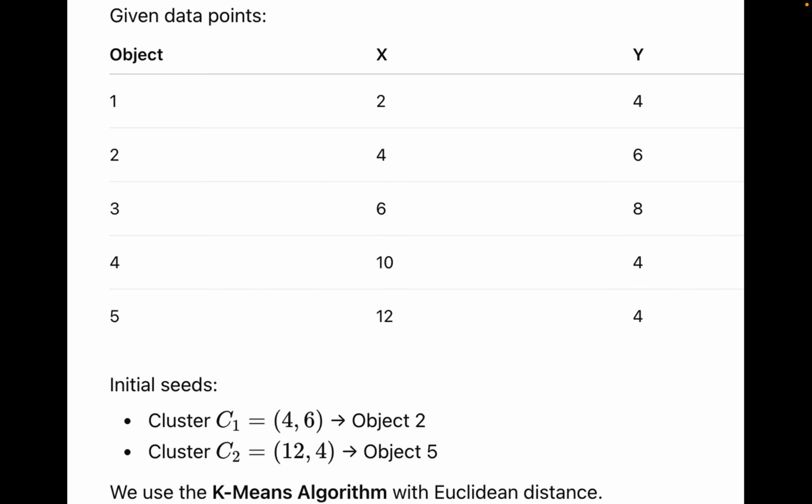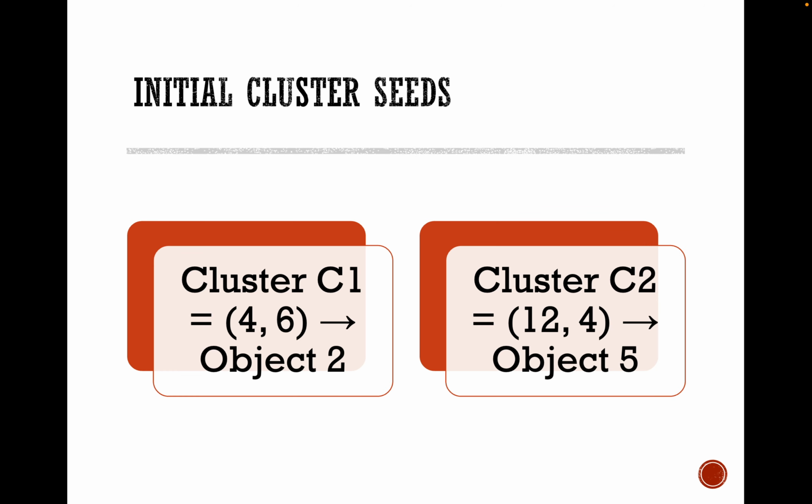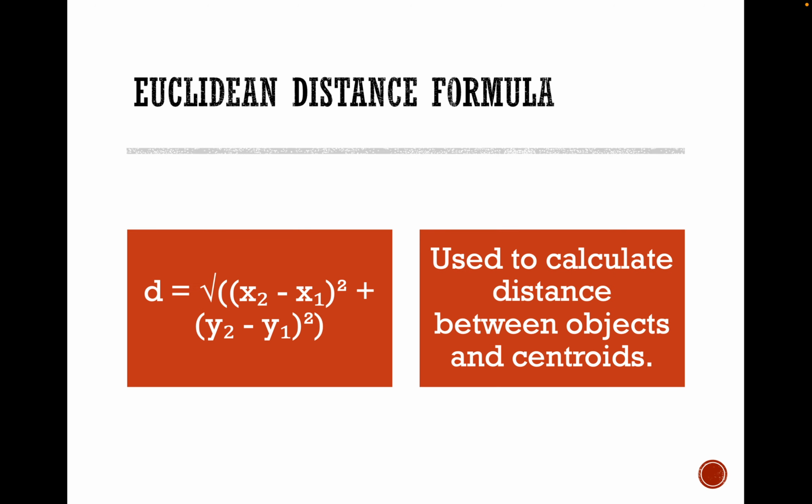So here the given data points are, I think it's visible. So these are the question, and here they have already given we have to consider the initial points as object 2 and the object 5, right? So which is a data points of 4, 6 and 12, 4. The same thing stated here, given data sets, and this is the initial clusters that they are told to consider, that is object 2 and the object 5.